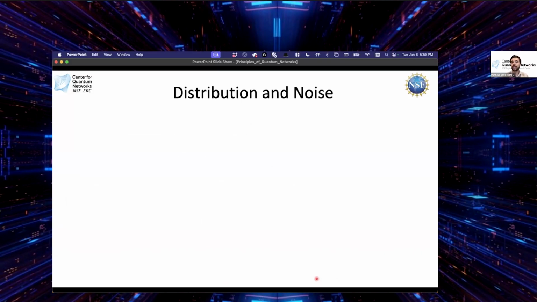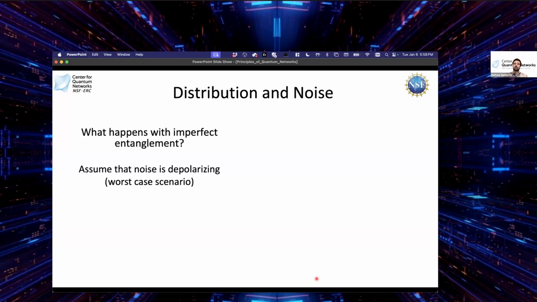Okay, and how does noise play a role here when you're trying to distribute entanglement? Well, let's assume that the entangled states we generate between neighboring nodes are all affected by depolarizing noise, which is a worst case scenario. Let's look at this very simplified setup here where we only have 3 nodes. And let's suppose that we generate link level entanglement in these 2 links here with an initial fidelity of F0 and F1. When we perform a Bell state measurement generating an entangled state between 0 and 2, the fidelity of that state is the product of the individual fidelities for the 2 links we started with.